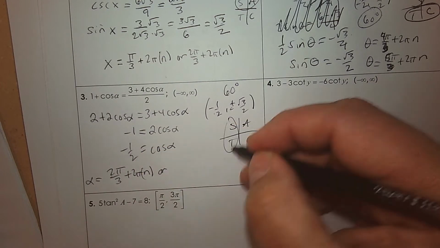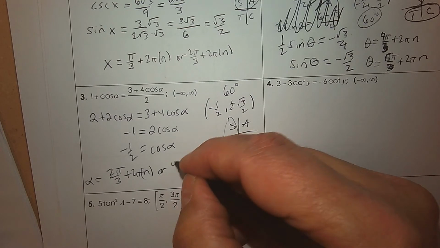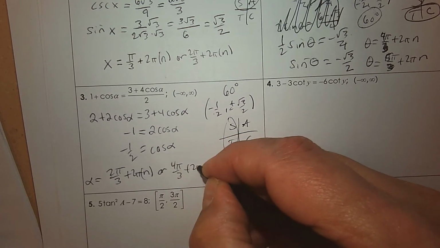Or down here in quadrant 3 would be 4 pi over 3. And again, the generic answer to that.